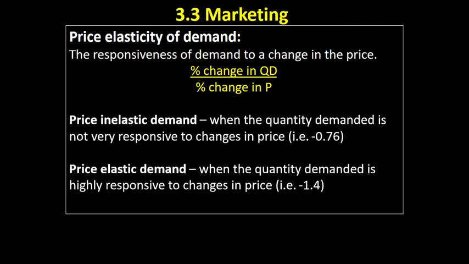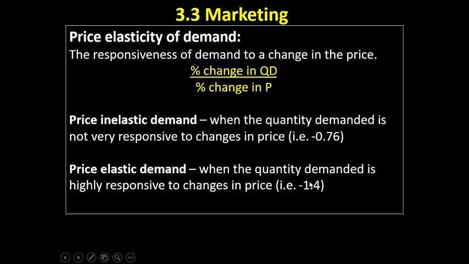Whereas price elastic demand occurs when the quantity demanded is highly responsive to changes in price. So the change in quantity is bigger than the change in price. Say we've got a minus 10% change in price, the quantity demanded might have increased by 20%. We've cut the price by 10% and the quantity demanded has increased by 20%. In that case, we would get a figure of minus 2 for our price elasticity of demand.